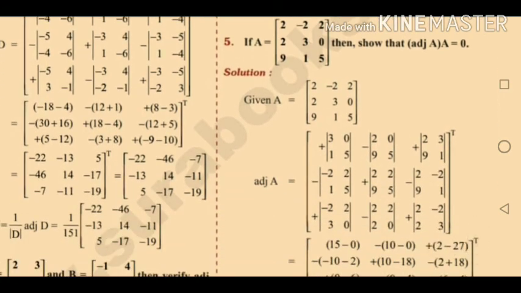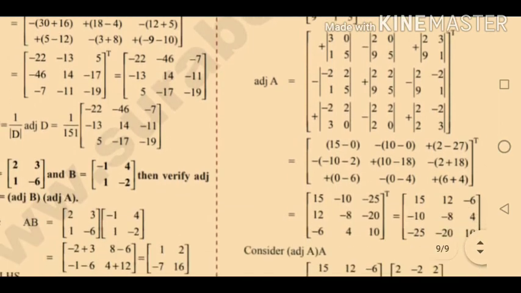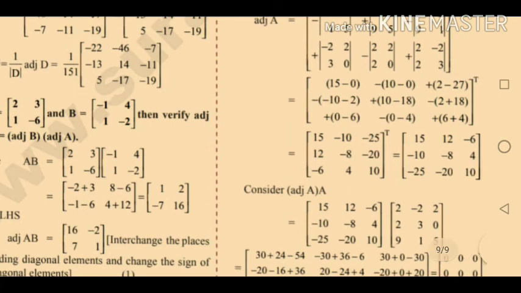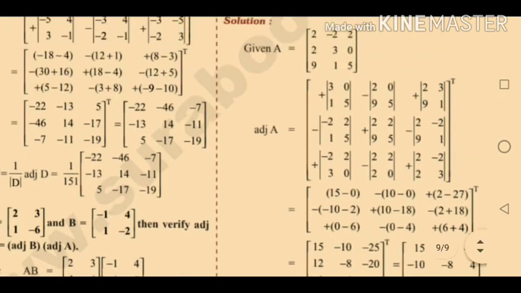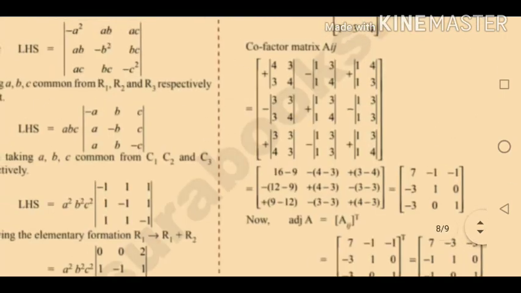Question number 5. If A equal to 2 minus 2 plus 2, 2 3 0 9 1 5, then show that adjoint of A into A equal to 0. Here A is given. Now you already know how to find the adjoint of A for each and every element. It is 15 12 minus 6 minus 10 minus 8 4 minus 25 minus 20 and 10. Then they ask adjoint of A into A equal to 0.